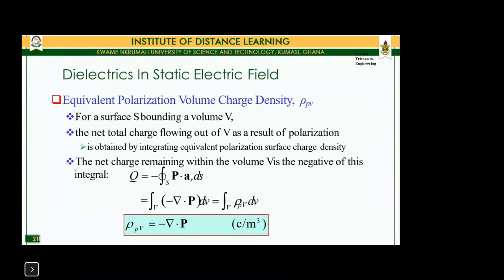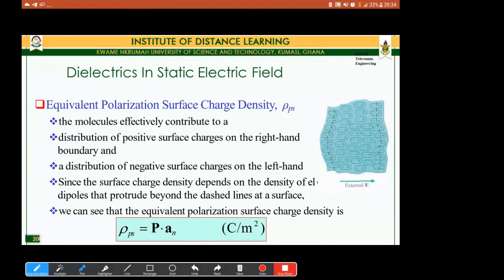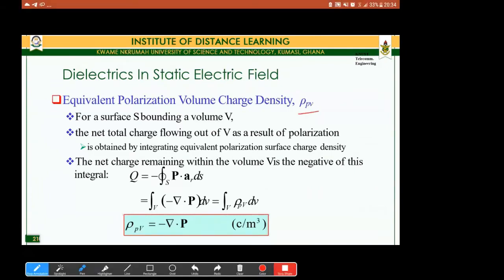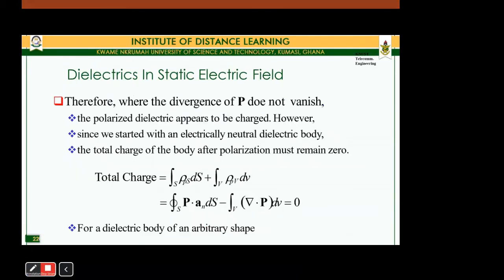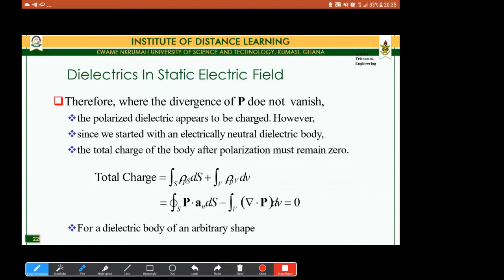Before we get there, there is also the polarization volume charge density. First, we look at the surface charge density, rho PS. But then the next one is the polarization volume charge density, which is rho PV. Rho PV is given by the negative divergence of the polarization vector. So rho PV equals negative divergence of P. And this will give us a relation that is probably familiar to most people. Now the total charge then is this. We have a charge due to the surface.